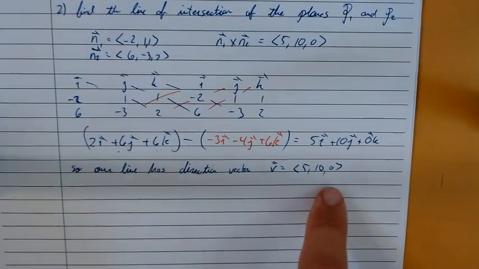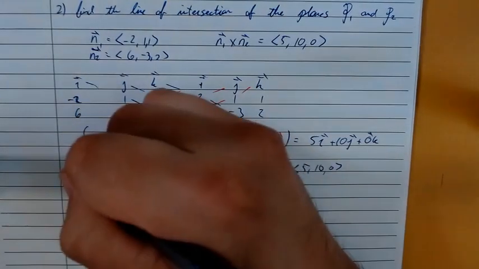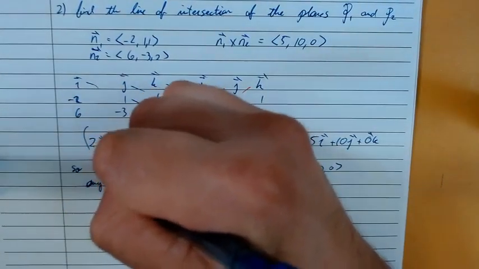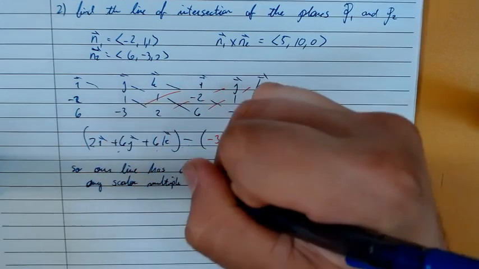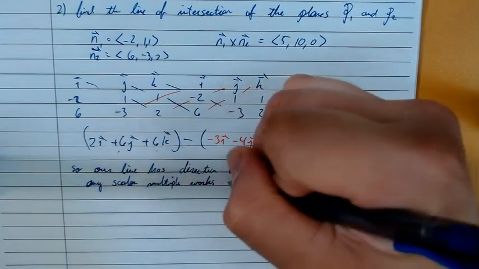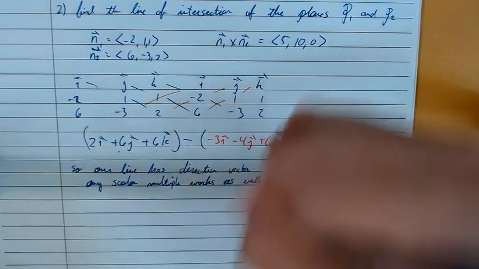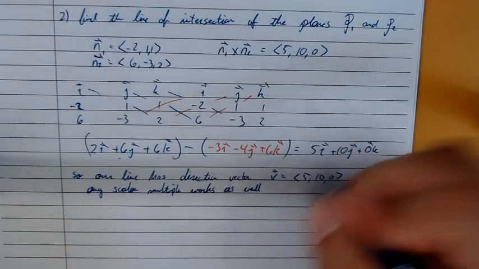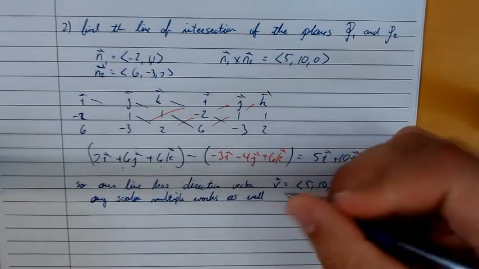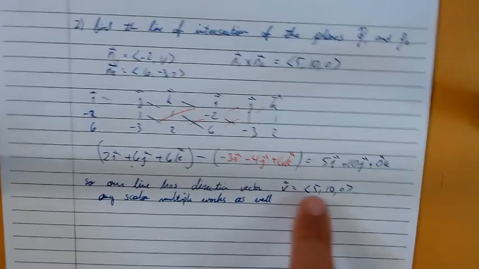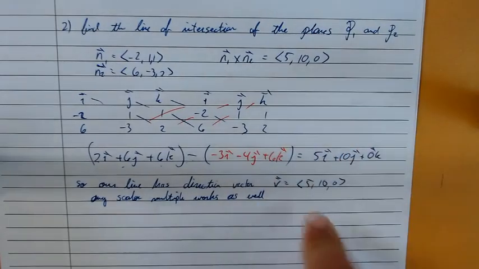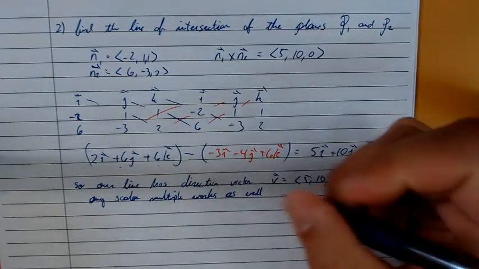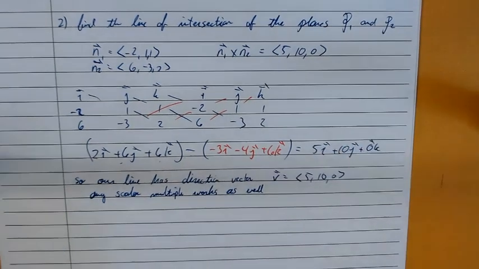Again, we just care about the direction of this. If you want to give me any scalar multiple of this, that's fine too. Any scalar multiple works as well. Well, unless you're multiplying it by 0, in which case the whole thing's 0 and all information's gone. So here, if you wanted to divide everything by 5, 1, 2, 0, that's okay too. So here we could say, yeah, 1, 2, 0 is okay.